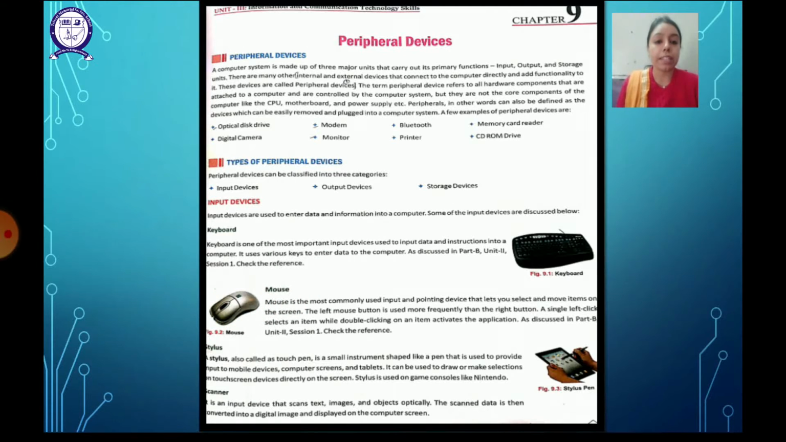Then we have the scanner. Scanner is an input device that scans the text, images and the objects optically. You must have seen a photocopy machine. The same way scanner is there. You have to just keep the backside of the book on it and it scans the pages or whatever the text or the image is there, and it will be displayed as a soft copy on your computer screen, right?